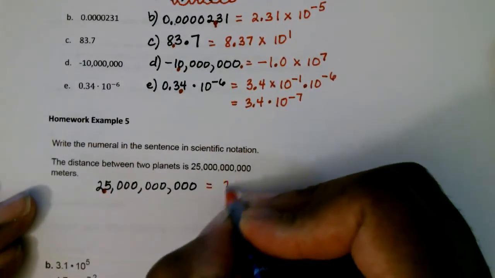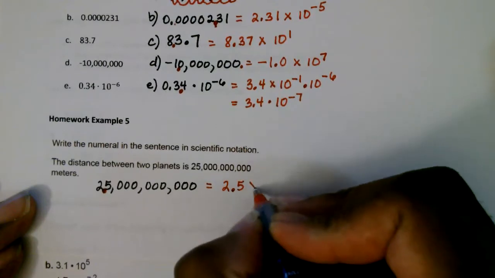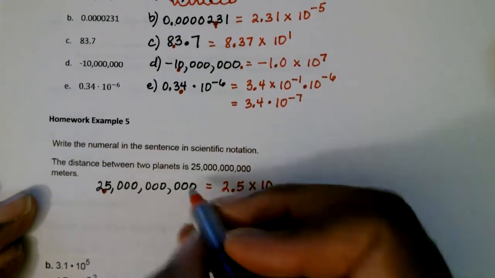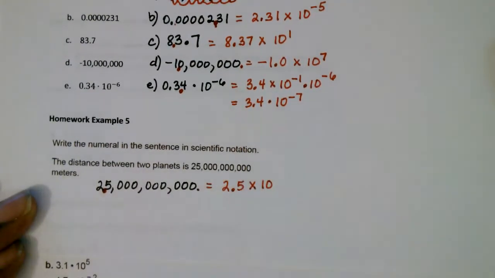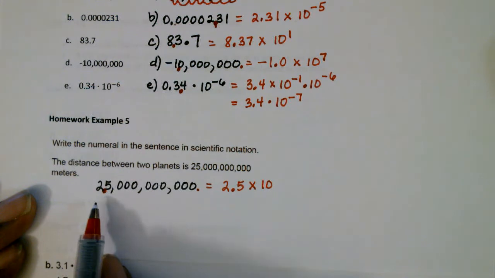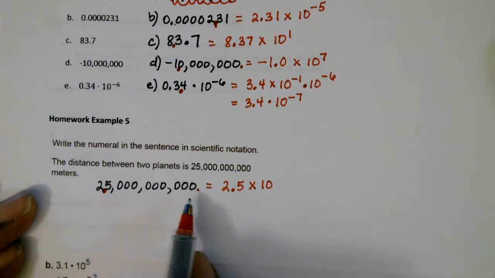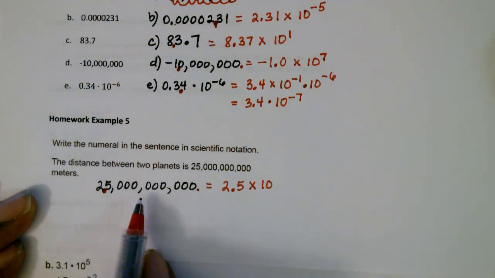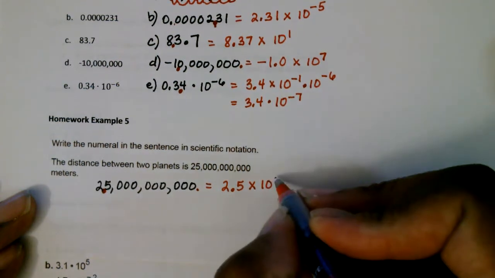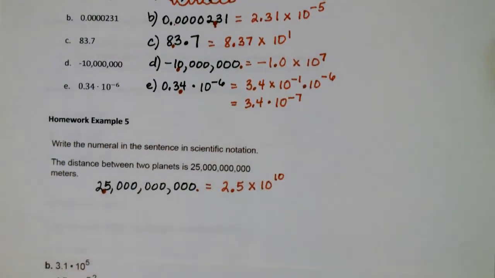So I'm going to end up with 2.5 multiplied by 10 to the, now the decimal point originally was behind the last 0 in 25 billion. Now I'll place it here. So that means between this new decimal point and the old one, there are 3, 6, 9, 10. And I move 10 places to the left. That means that the exponent for 10 has to be positive. So it'll be 2.5 times 10 to the 10th power.